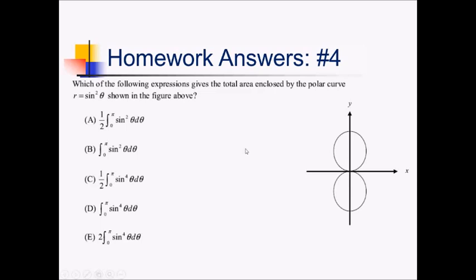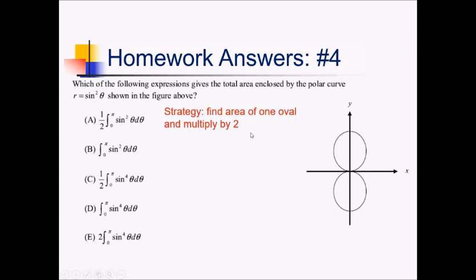For this problem, we want an expression that gives us the total area enclosed by r equals sine squared of theta, shown here in the graph. So my general strategy on this one, since these are both exactly the same area it looks like, is I'm going to find the area of this top balloon-shaped sort of thing, and then I'll just multiply that by 2. So find the area of one oval, multiply by 2.